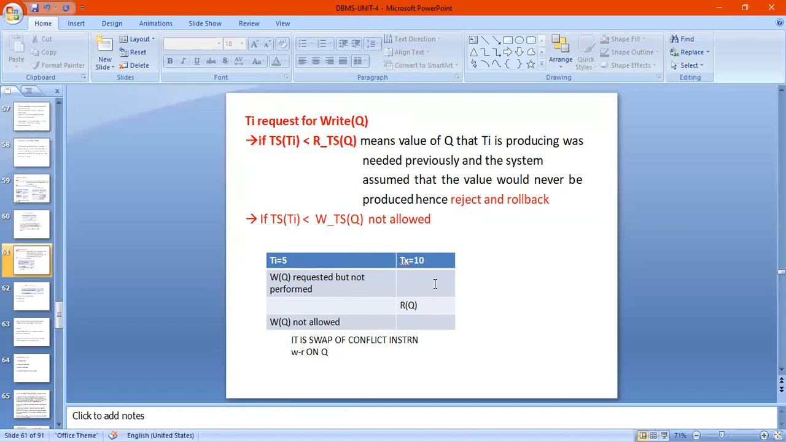Here there is no operation. Again in Ti there is no operation. Read of Q operation is going on. Here write of Q is not allowed and there is no operation. It is a swap of conflicting instructions. Write and read on Q happens.